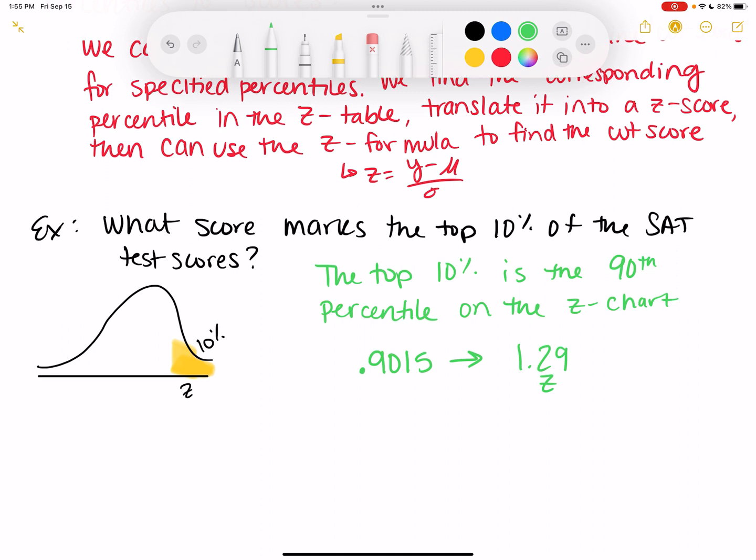Alright, so now we use this in reverse. So normally Z is equal to Y minus mu over sigma. I'm now trying to find Y, so I'm going to plug in everything else. So 1.29 is equal to Y minus 500. This is still the stuff that was given to us originally. Divided by 100.